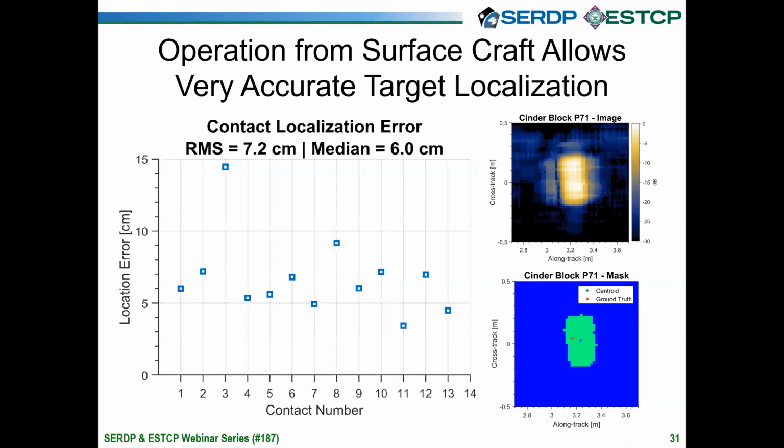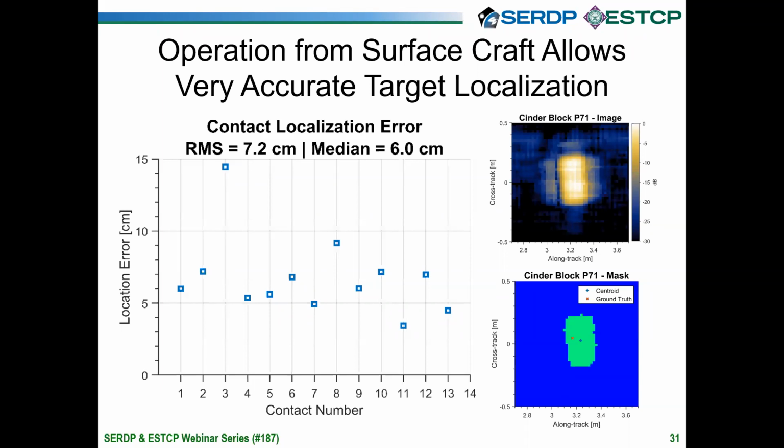From that, we can compare it to the latitude and longitude ground truth that we measured when we installed the targets. And in this case, for this cinder block, the ground truth for the position of this target, measured using an RTK GPS system when we deployed the target, is shown in red. We can see here that we have between 5 and 10 centimeters offset from the ground truth position and the centroid of our target.